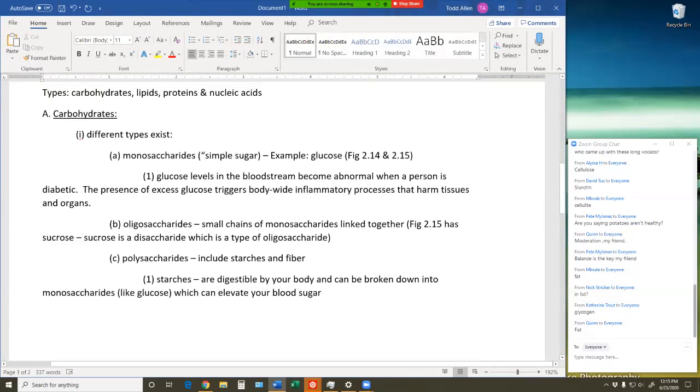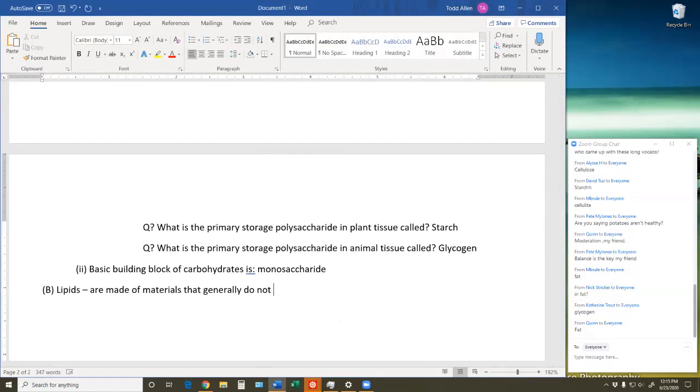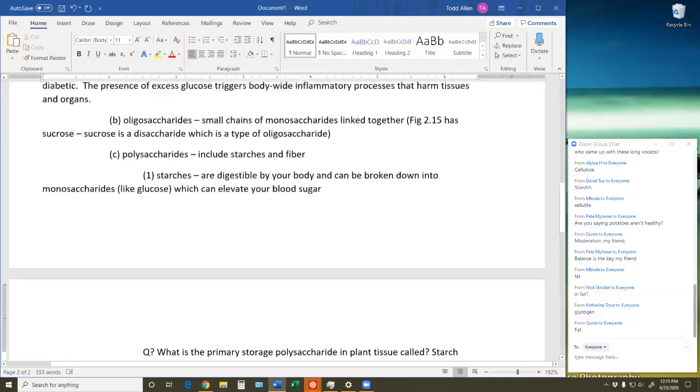We're going to move on to the second type of organic macromolecule. This is your lipid category. Lipids are made of substances that, generally speaking, do not dissolve very well in water. In fact, that's one of the reasons they're called lipids. Lipids are made of materials that generally do not dissolve very well in water. Now, there are different types of lipids. Let's get these down here.